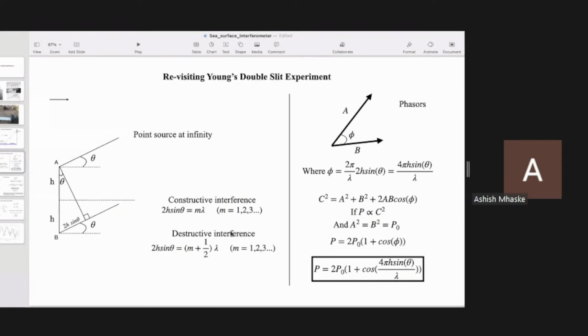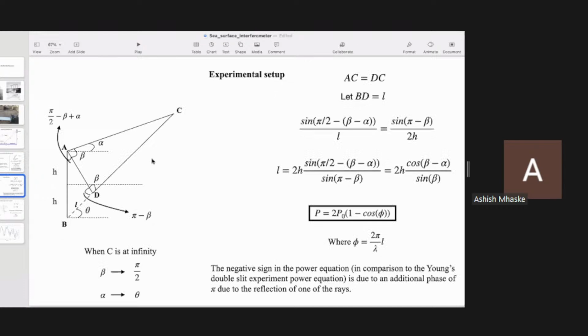So back to our case. In our experiment, this is the setup that we will have. Immediately you can see that the source is not at infinity for us. Our transmitter, the mobile phone, is very close to the receiver. So the angle subtended by these two rays will not be the same. But we can still simplify the problem.